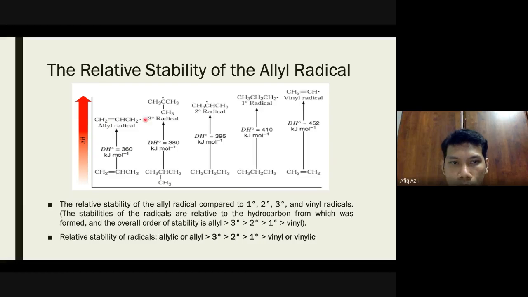I already told you this allyl radical contains a double bond, and the double bond helps to form resonance structures. This one cannot have resonance structures, and this one also cannot. But this vinyl radical contains a double bond, but it is the least stable. Why is that?